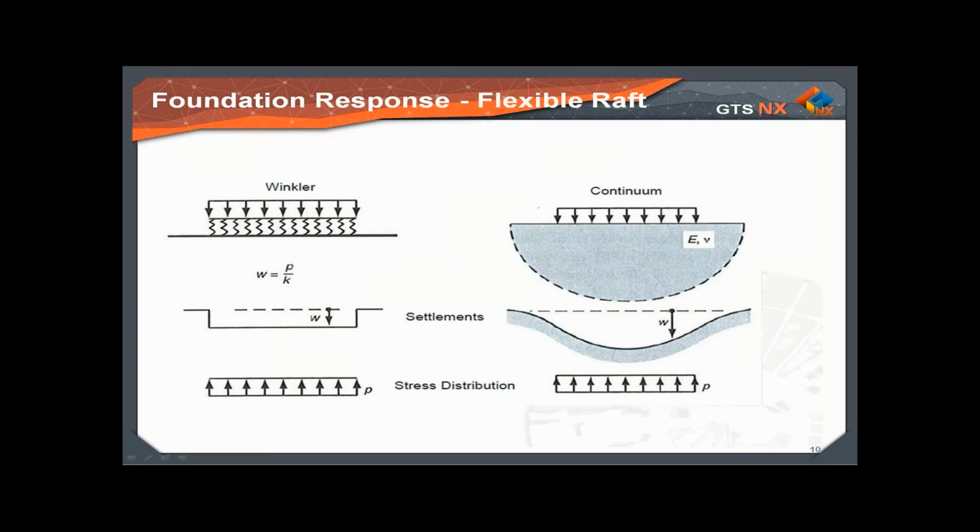Now, in the case of the flexible raft, on the left-hand side, you have the case of the single set of springs, which gives you uniform settlements and uniform stress distribution. However, elastic theory shows that the stress distribution under the raft is going to be constant, as with the previous case, but the settlements are going to vary. The highest settlements occur at the center of the raft and the smallest settlements occur at the edge. Again, based on the definition of the Winkler springs, you will expect higher springs at the edges and lowest at the center.